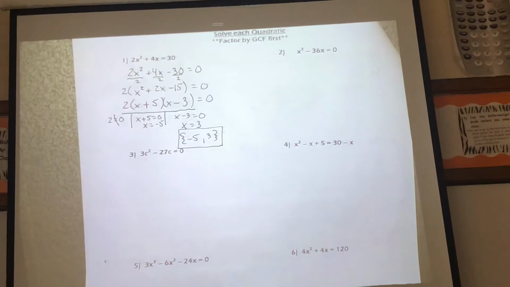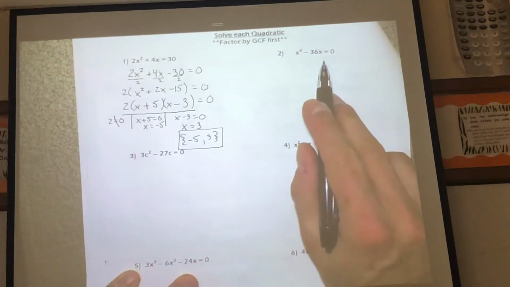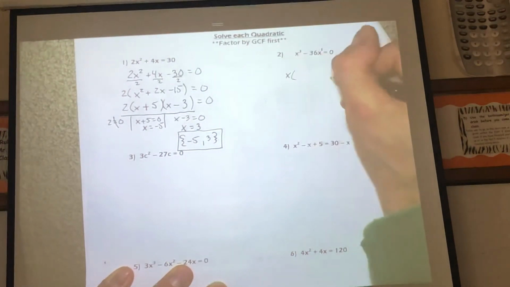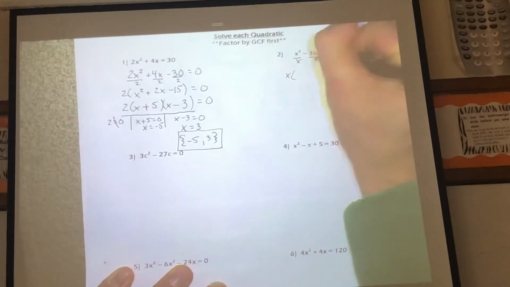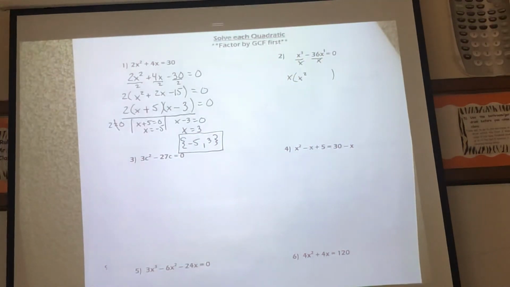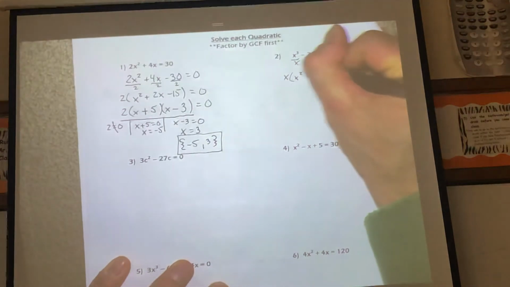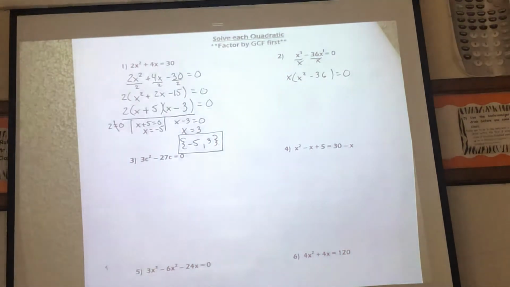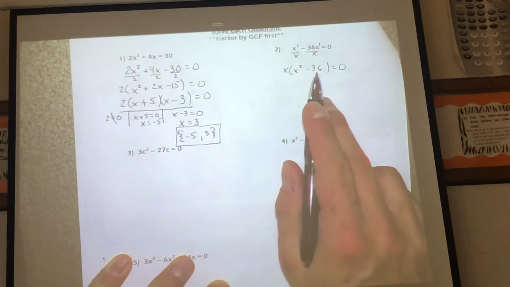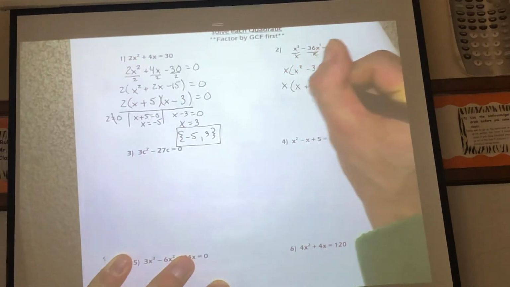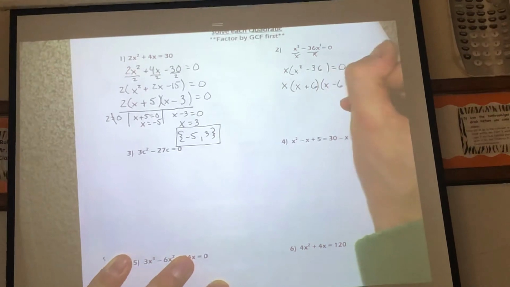For number 2, we're set equal to 0. We are in standard form. So what we need to do is we have to find a GCF, which is an x, because it's whatever the smaller exponent is of the 2. So I'm going to factor out an x. X cubed divided by x should be x squared. Minus 36x divided by x would be minus 36. Now we're going to factor what is left by the difference of perfect squares, because we have a perfect square, separated by a subtraction sign, which is difference. So I have x plus 6, x minus 6.